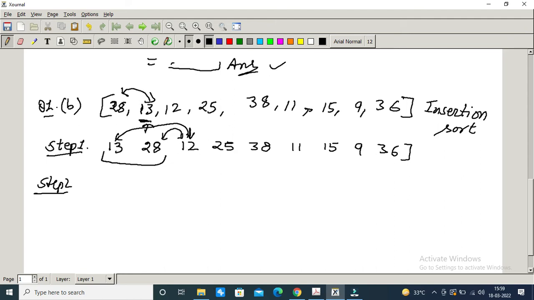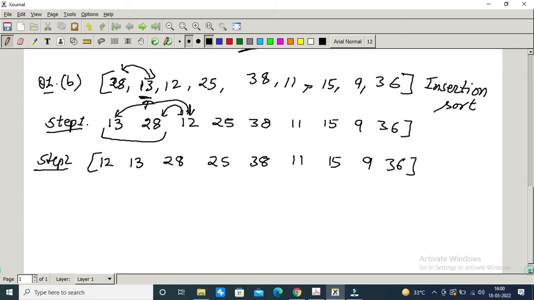Because when we compare 12 to 28, it is less than, so it will come here, 12, 28, and then we compare this 12 to 13. 13 is greater, meaning 12 is less than 13, so the proper place will be here. So 12, 13, 28, right? And then the rest of the elements will be 25, 38, 11, 15, 9, 36. So this is your second step.